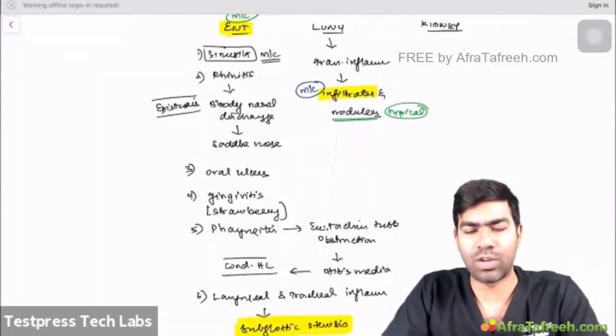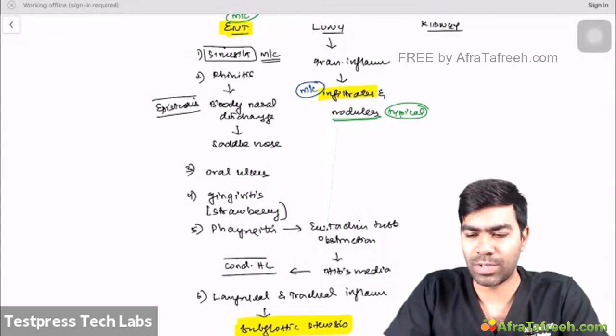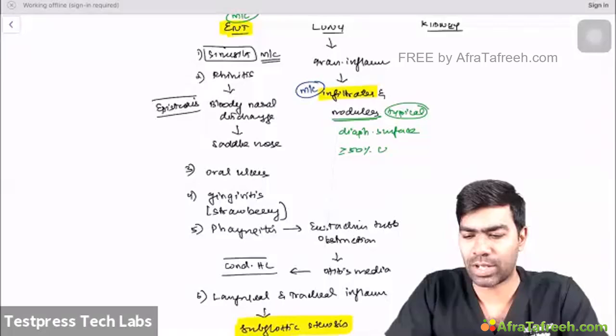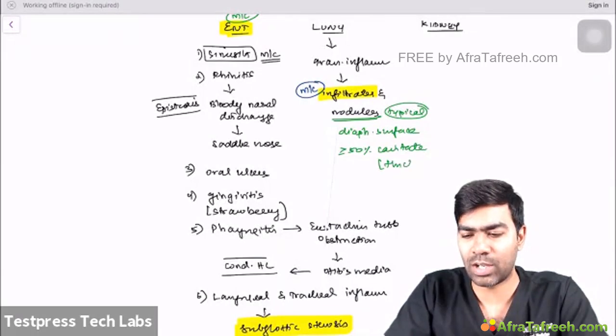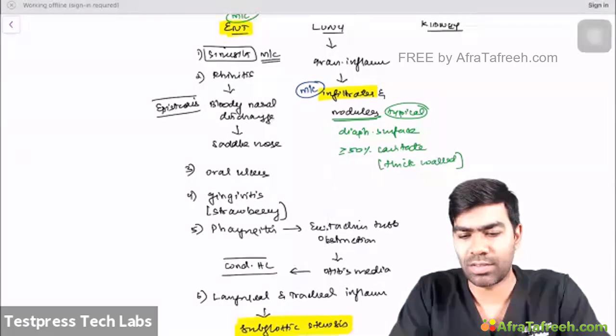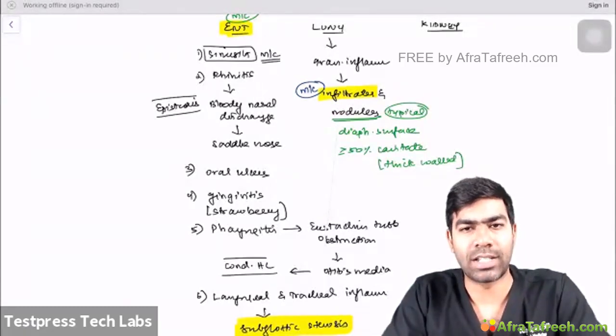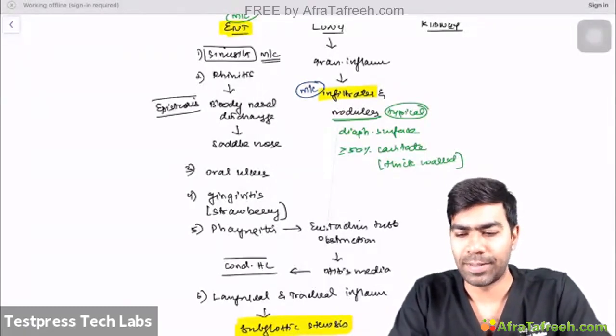The location of the nodules makes them very specific. Usually these nodules will be located in the diaphragmatic surface of the lung, which means the lower zones of the lung. At the same time, more than 50%, half of the nodules tend to cavitate, which means this is an example of a cavitating lung lesion, and this cavity will be usually a thick-walled cavity. That is again characteristic feature of a vaginous granulomatosis. That is granulomatosis with polyangiitis.